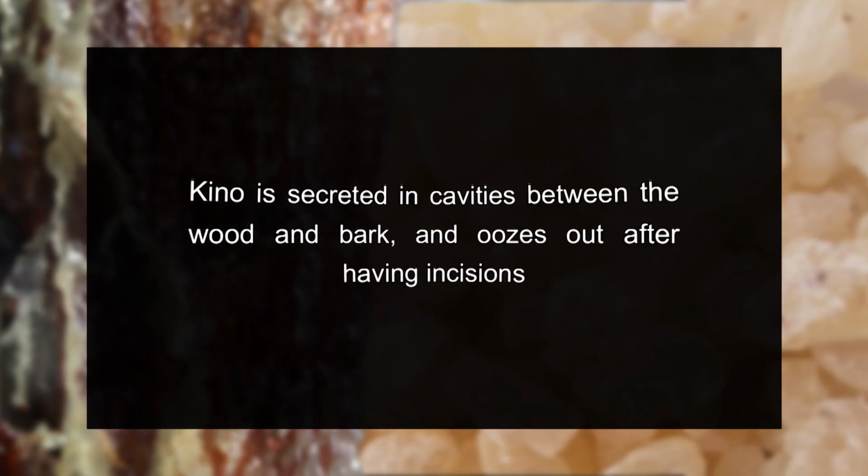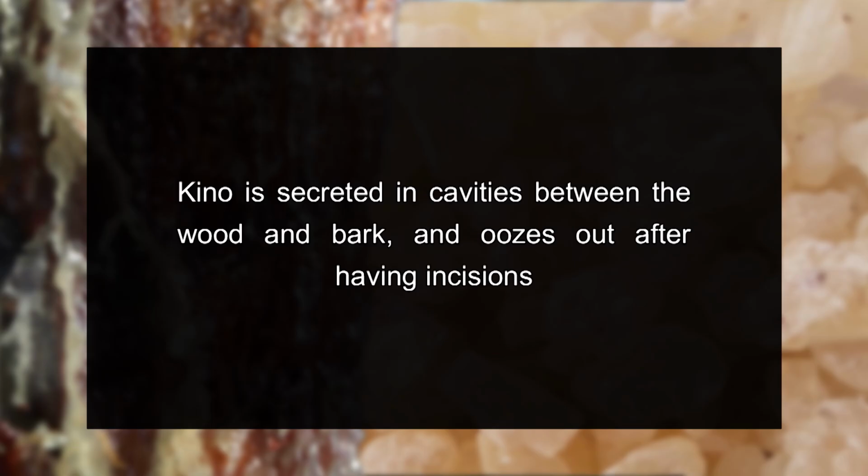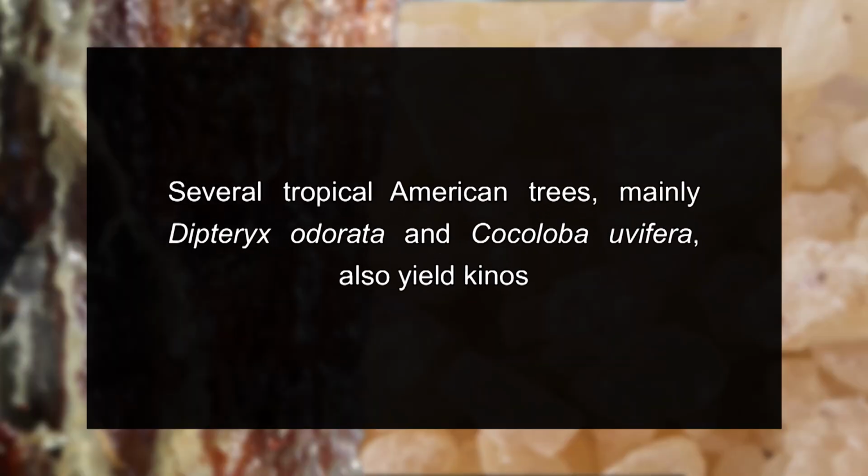West African kino is a red resin from Pterocarpus erinaceus. Bengal kino is from Butea monosperma. Some Australian species of eucalyptus are also sources of gum kino, but mainly Eucalyptus camaldulensis. The kino is secreted in the cavities between the wood and the bark and oozes out after incisions. In the air, the resin hardens into a solid reddish mass. Several tropical American trees, mainly Dipteryx odorata and Coccoloba uvifera, also yield kino. Kinos have found their main use in medicine for throat disorders and are sometimes used in tanning.